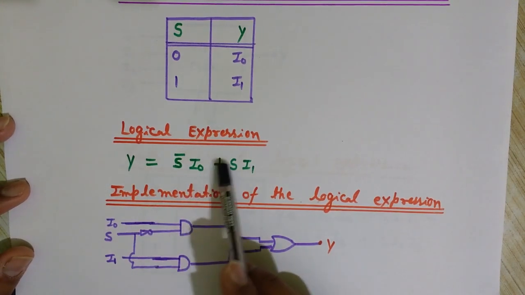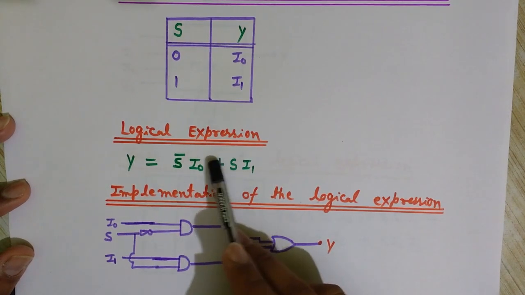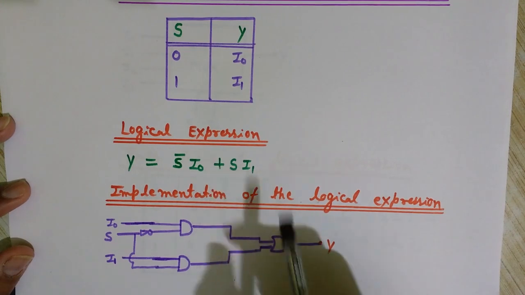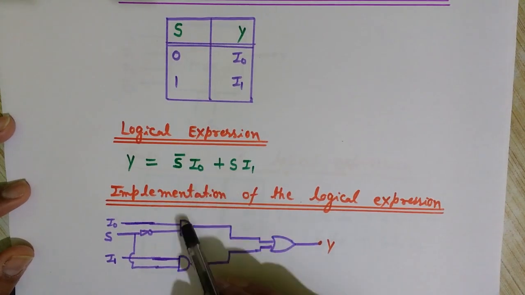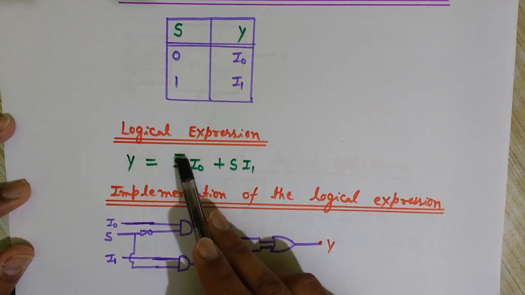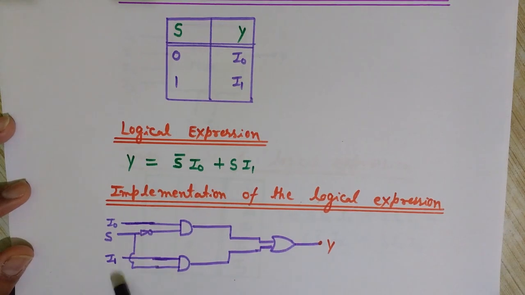So here what I need, this plus shows that I need one OR gate, and two AND operations are here, so two AND gates are required, and one NOT gate is required for this S bar. So it is very easy.